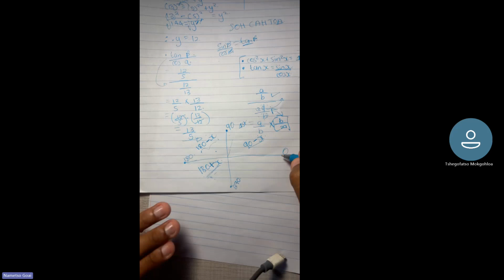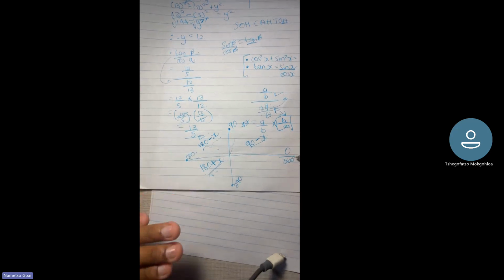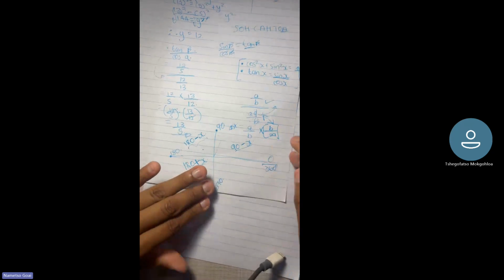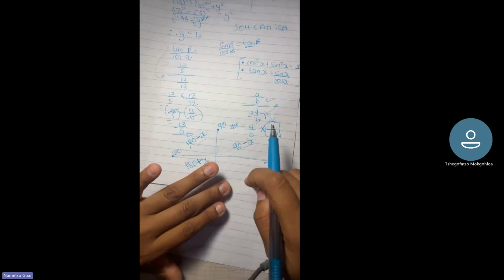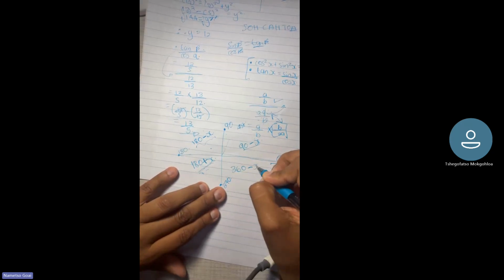Then now we're on this quadrant. We know that this is 360, a full revolution, right? So everything that's in between 270 and 360 will be here. So this quadrant over here is just 360 minus x.